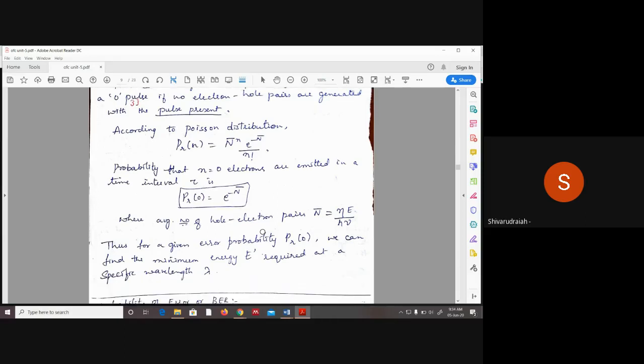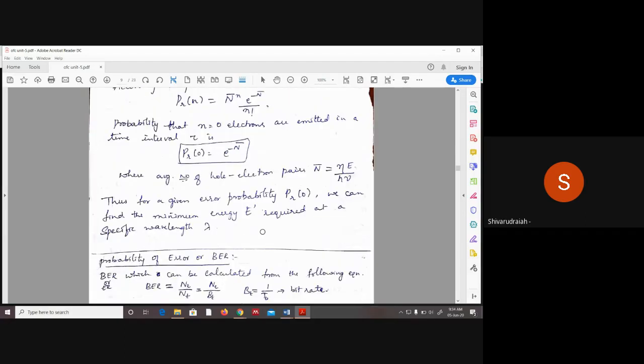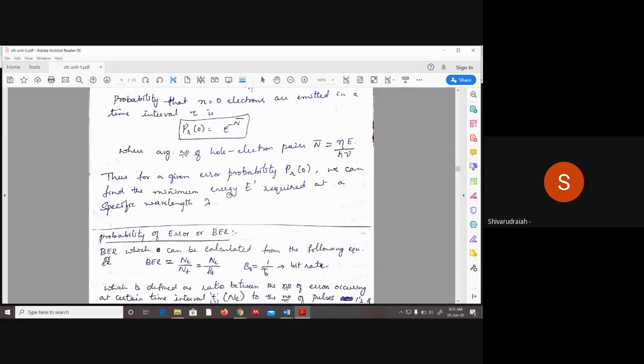For a given error probability PR of 0, we can find the minimum energy that is required at a specific wavelength lambda. PR of 0 defines the error probability when a logic 0 pulse is illuminating the photodetector. We have a problem related to this quantum limit so that you can understand better.